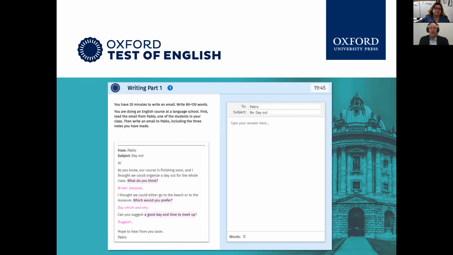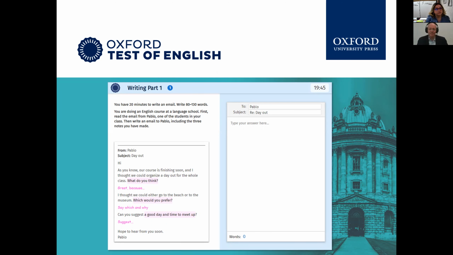Writing part one, you have 20 minutes to write an email. Write 80 to 130 words. You're doing an English course at a language school. First, read the email from Pablo, I guess he's Spanish, one of the students at your class. Then write an email to Pablo, including the 3 notes that you have made. Now, what 3 notes are those? Well, they're there in the email, highlighted in pink and with some sort of pink fuchsia colored letters underneath.